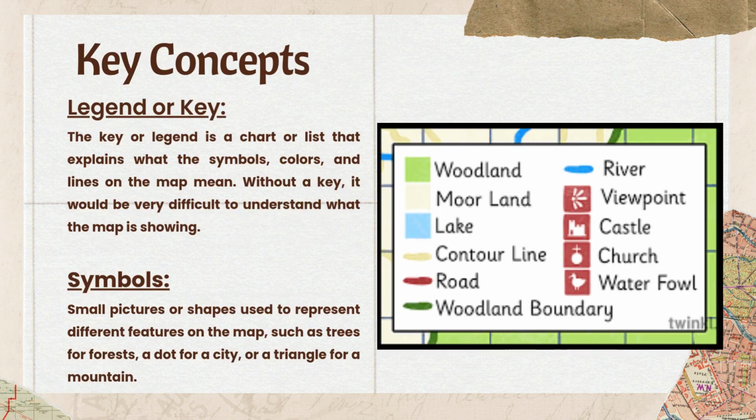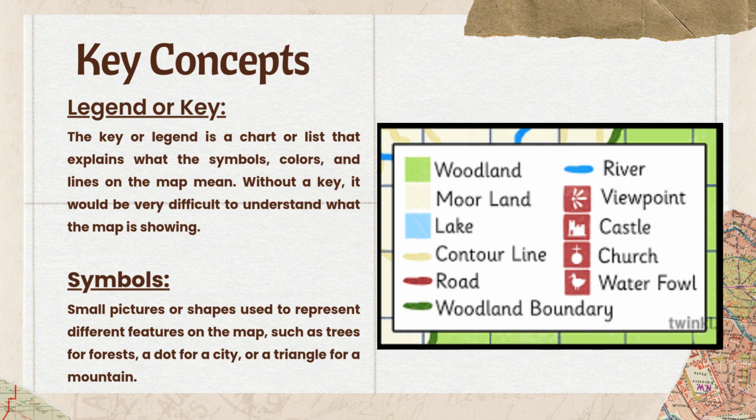Then we'll be looking at another key concept, which is the legend or key. The key or legend is a chart or a list that explains what the symbols, colors, and lines on a map mean. Without a key, it would be very difficult to understand what the map is showing. Symbols are small pictures or shapes used to represent different features on the map, such as trees, forests, a dot for a city, or a triangle for a mountain.